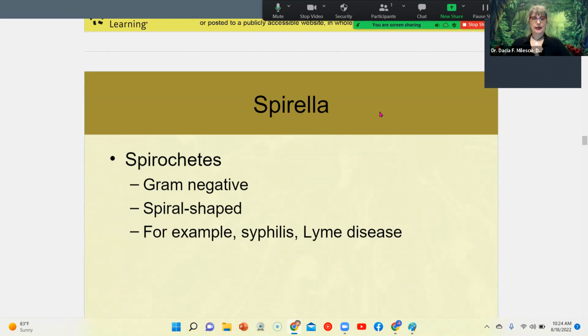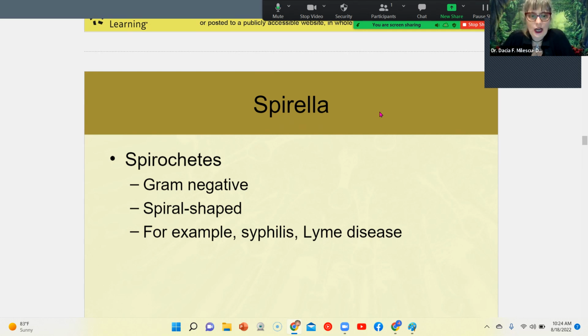All right, the next one is spirella. These are the spirochetes. They are spiral shaped. We're going to talk about gram-negative and gram-positive very soon. It has to do with a staining technique. If it stains a certain color, it's gram-positive. If it stains another color, it's gram-negative. Gram-negative will stain pink. We're going to learn that, don't worry. But just remember that the spirochetes are gram-negative bacteria.